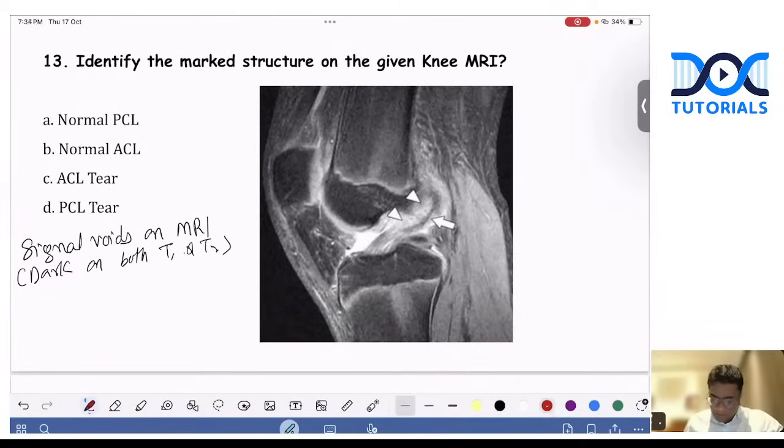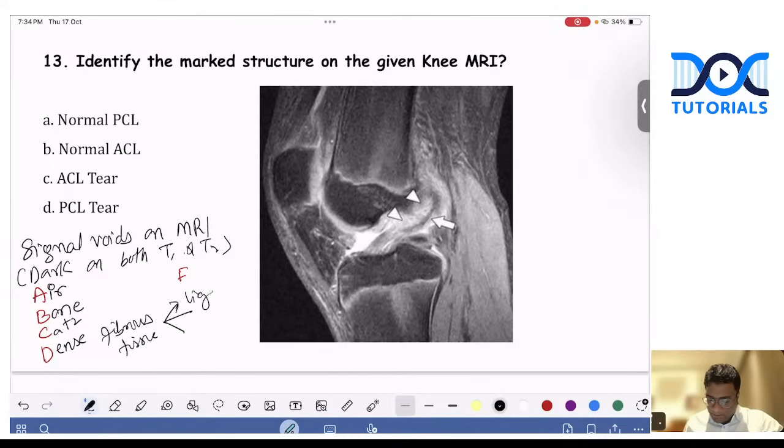These are A, B, C, D, and F. Air is always dark on MRI. Bone is always dark, whether it is T1 or T2. Calcification is always dark. Dense fibrous tissue like ligaments, tendons, and menisci are always dark. So ACL, PCL normally should always be black. This is a question mark like area. This is PCL.